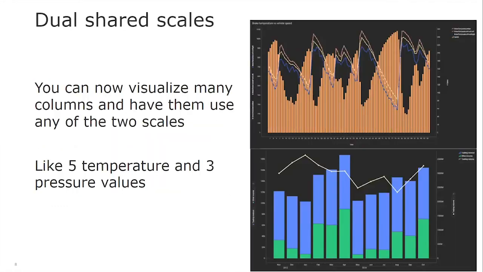So Spotfire now has shared scales. This means that you can have columns that share scales, as the name implies. For example, if you want to visualize 5 temperature values and 3 pressure values, you can do this using just 2 scales. That was sometimes a problem in earlier versions of Spotfire. This was actually the single highest voted ID in the TIBCO ID portal when we closed it last week. And it's available in the combination chart, in the line chart, bar chart, and scatter plot.